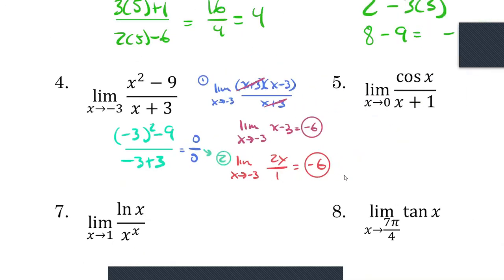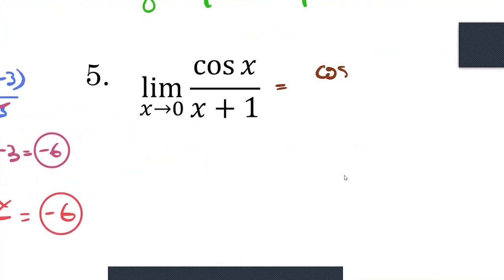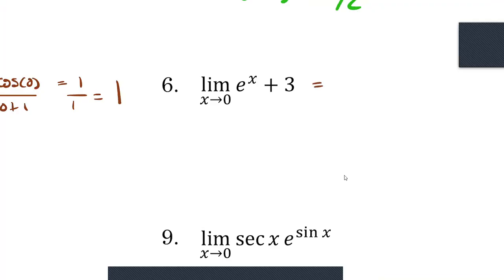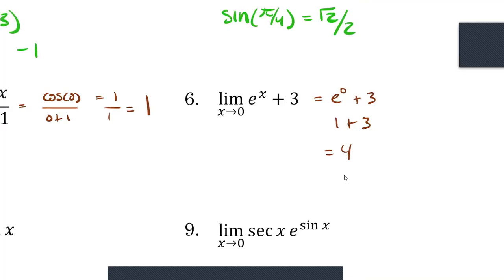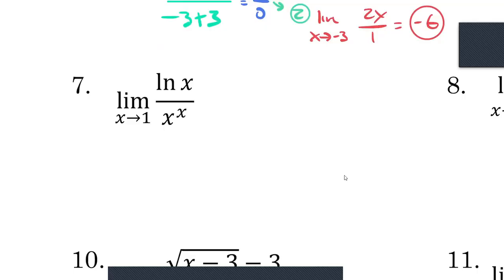If we looked at question 5, if I did direct substitution, I'm going to get the cosine of 0, which is 1, over 0 plus 1. So that's just 1 over 1, so this limit is 1. In question 6, same idea. Let's do some direct substitution. E to the 0 plus 3. That's 1 plus 3. So this thing's going to be 4. If I looked at question 7, let me do some direct substitution. I'm going to plug in a 1. I'm going to get the natural log of 1, which we know is 0, over x to the x. Well, 1 raised to the 1 is just 1. So this limit is 0.